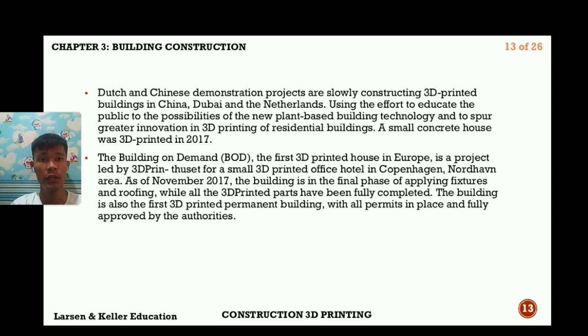The Building on Demand, or BOD, the first printed house in Europe, is a project led by the 3D print set for a small 3D printed office hotel in Copenhagen, Nordhavn area. As of 2017, the building is in the final phase of applying fixtures and roofing, while all the 3D printed parts have been fully completed. The building is also the first 3D printed permanent building with all permits in place and fully approved by the authorities.